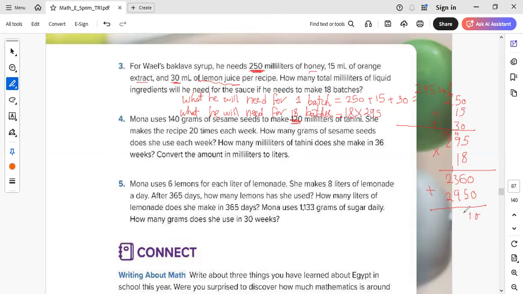3 carry up 1. 1 plus 2, 3 plus 2, 5. So the result will be 5,310 milliliters. Sorry, I said grams by mistake, it is milliliters.